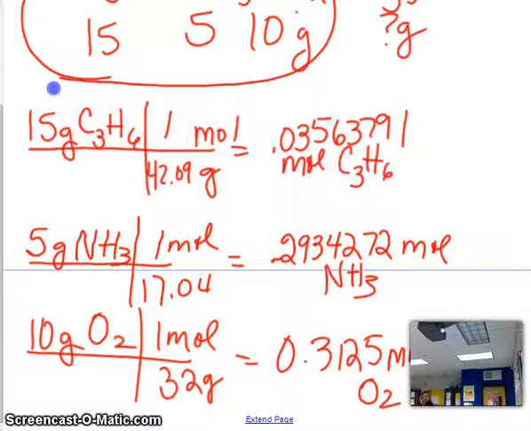I just have a question. Yes? When you're finding the formula mass of those, why don't you add in the coefficient? Because the formula mass is always for 1 mole. It's not for 5 moles or 4 moles or 3 moles. It's for 1 mole. So you don't care about the coefficients.